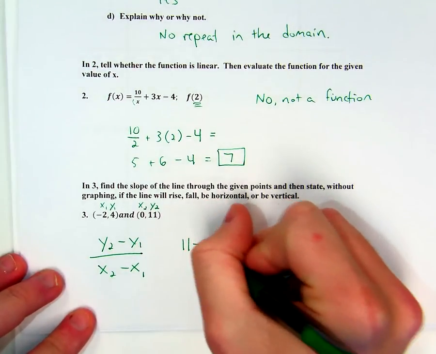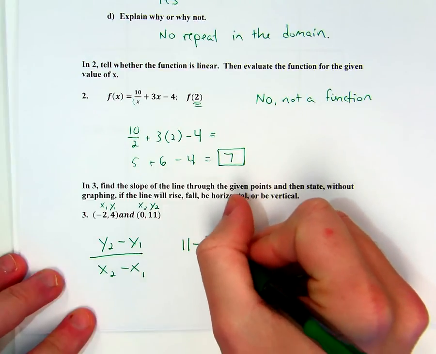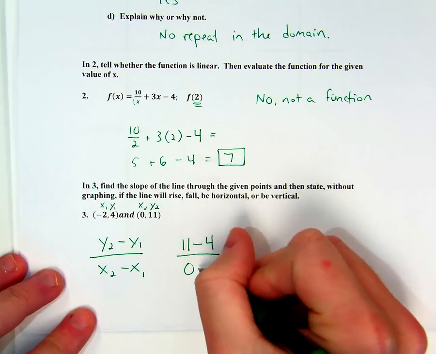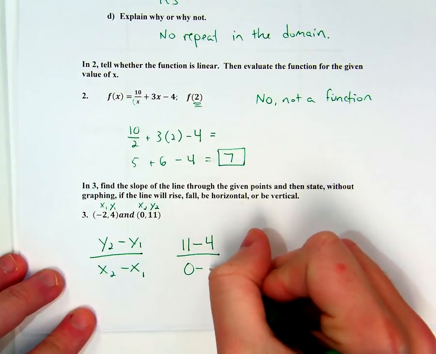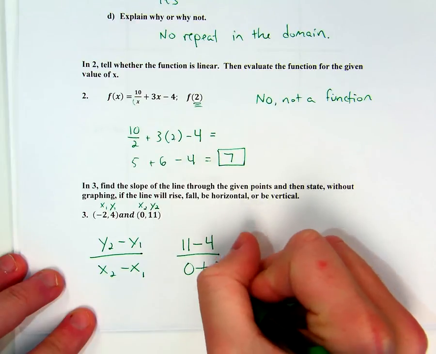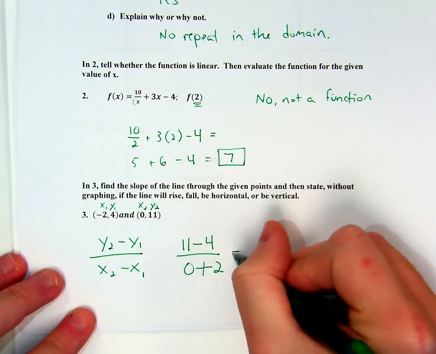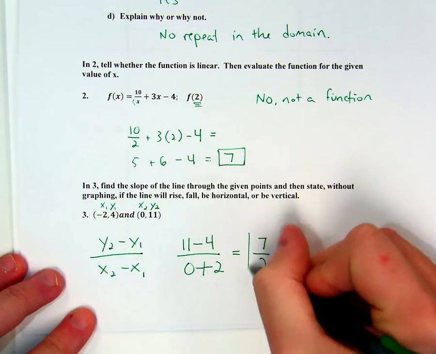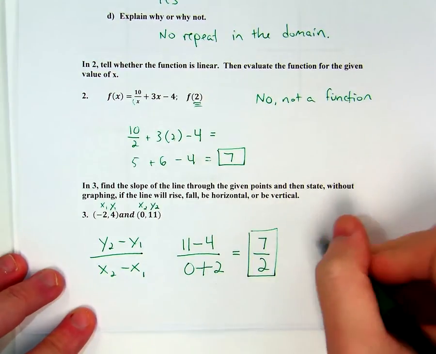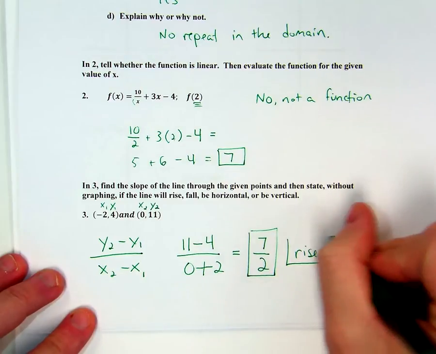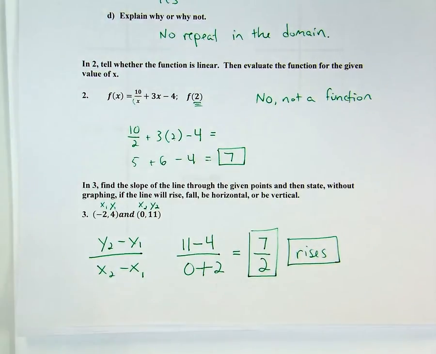y2 is 11, so I'm going to start with 11 minus. y1 is 4. x2 is 0. x1 is -2. Because there's 2 negatives in a row, we can turn it into a big plus. We end up with the fraction 7 over 2. That's part of the answer. The other part is that we need to state that this slope rises. Remember, positive slope rise, negative slope falls.